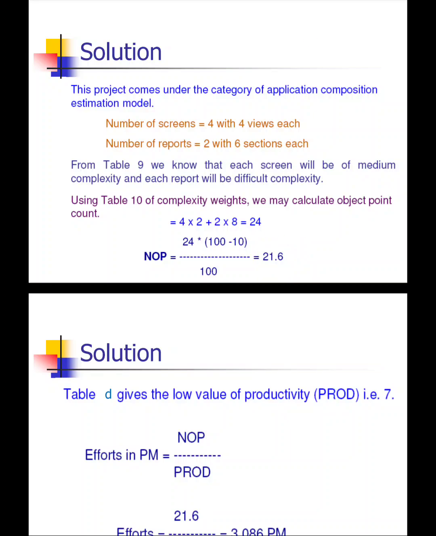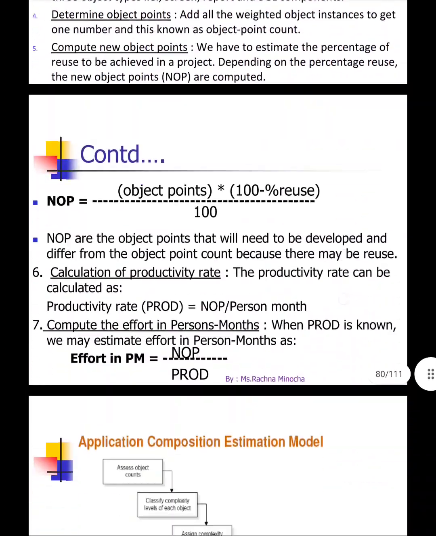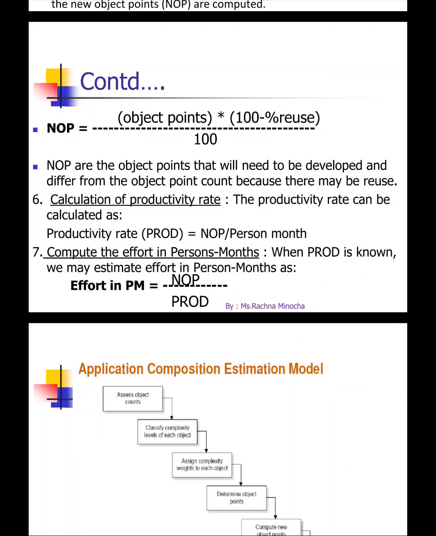Now the next step is we have to calculate the effort in person months. To calculate the effort in person months and the productivity rate, we have to find the formulas for both. Productivity rate is new object point divided by person month. We will first calculate the productivity rate, and then we can calculate the effort in person month.